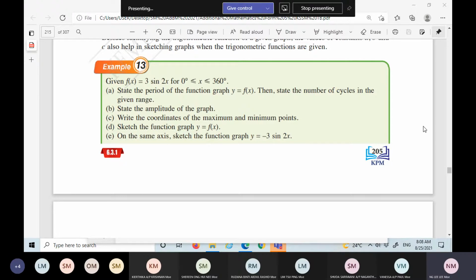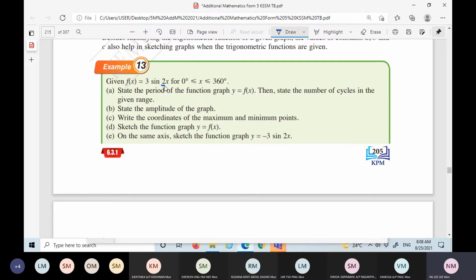So we start. Part A, state the period of the function, then state the number of cycles in the given range. This is a sine graph, so the B value will determine the period and the number of cycles. The number of cycles in 360 degrees: if B is 1, it means 1 cycle. If B is 2, it means 2 cycles. So the number of cycles here is 2.